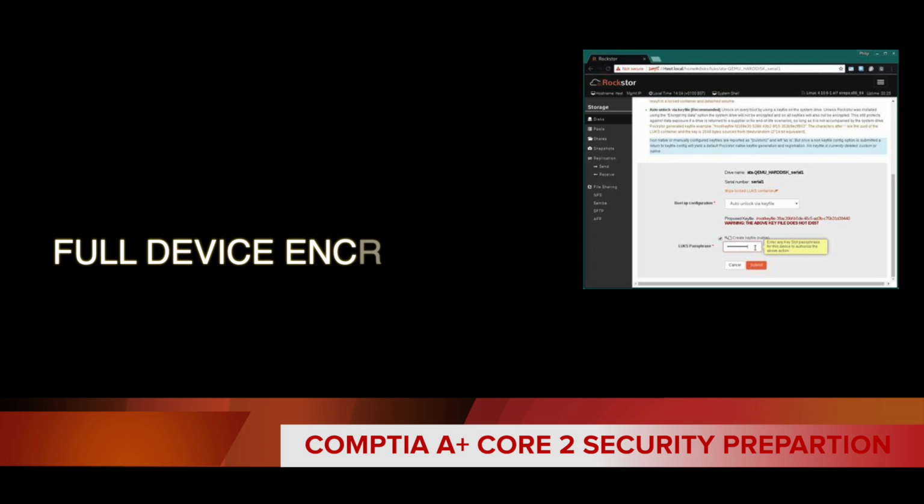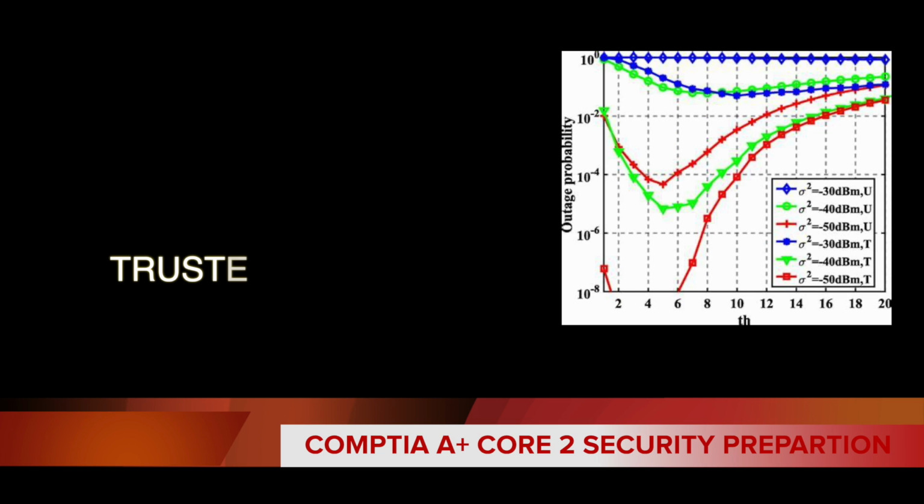Full device encryption protects the data on your device in the event it is lost or stolen. Without full device encryption, if the data drive in the computer is removed, the data can easily be read and accessed. Trusted documents are files that have been marked as trusted by enabling active content in them.